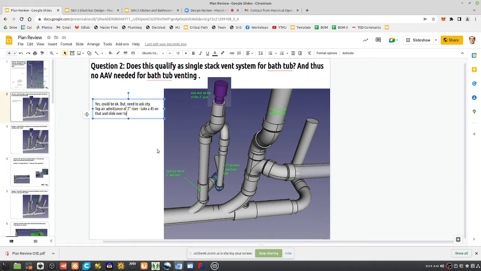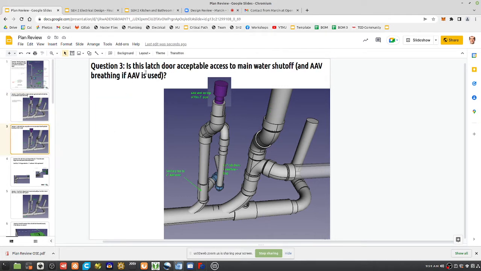Okay, that sounds good. So let's move on to slide 3. Here I'm asking about the latch door access to the main shutoff if we use the AAV and we have the water shutoff. Because the AAV is not readily accessible. Does it have to be readily accessible? Does a latch, basically a little panel there, work? Yeah, that's fine. That shouldn't cause any problems.